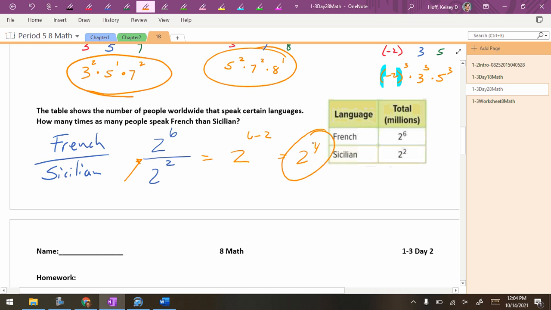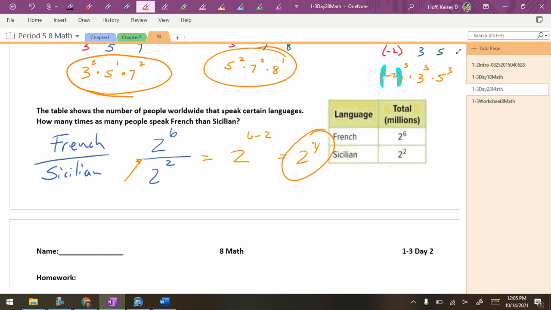Now listen closely to what I'm going to ask you. What is 2 to the 4th power? 16. Thank you for not saying 8. 16. So that tells you in the world there are 16 times as many people speaking French as Sicilian. Nope, you could just go 2 to the 4th. I asked you that because I just wanted to make sure you weren't going to go 2 times 4 is 8, to remember what it means.